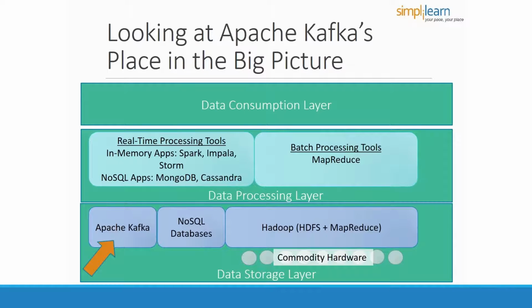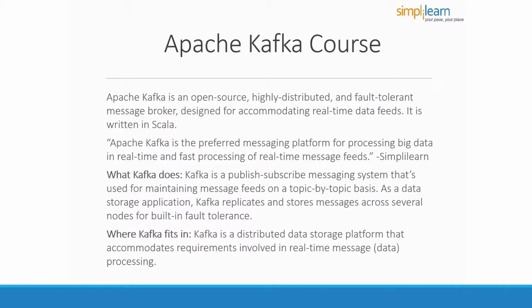That's located on the data storage layer. Apache Kafka is an open source, highly distributed, and fault-tolerant message broker designed for accommodating real-time data feeds. It's written in Scala. According to Simplilearn, it's the preferred messaging platform for processing big data in real time and fast processing of real-time message feeds.